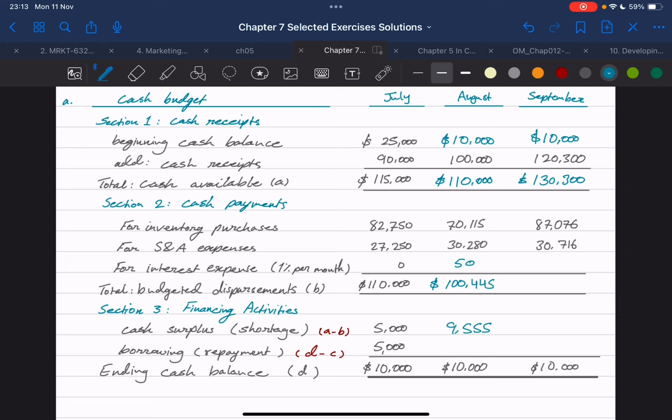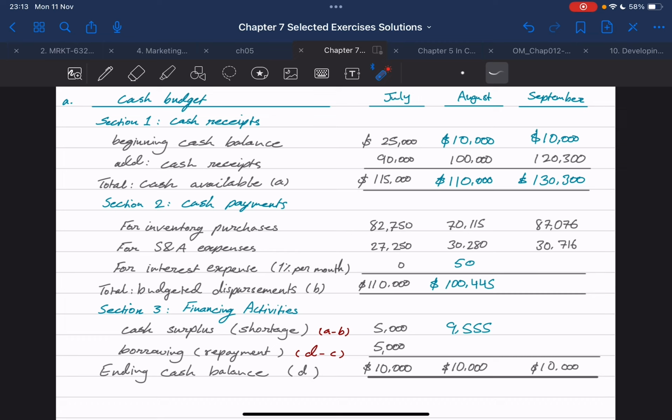All right. That would be the surplus for the month of August, because the business is going to collect $110,000 in cash, and they're going to have to pay $100,445 in cash. So they will have some cash remaining. Okay?